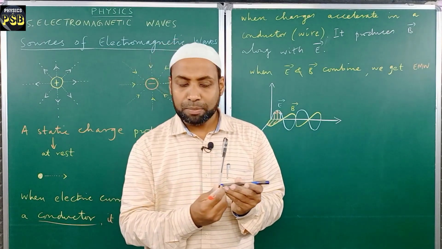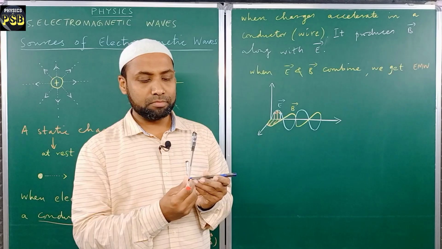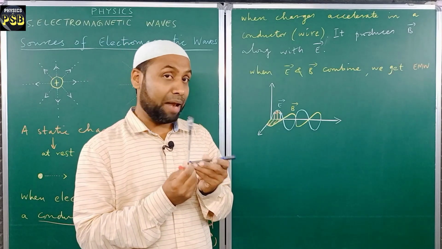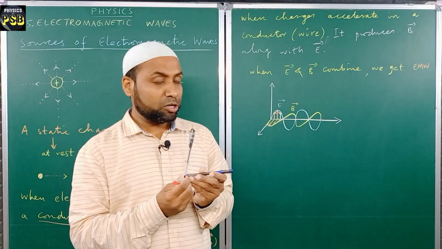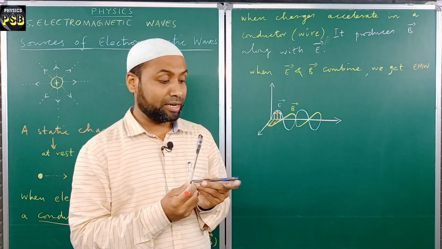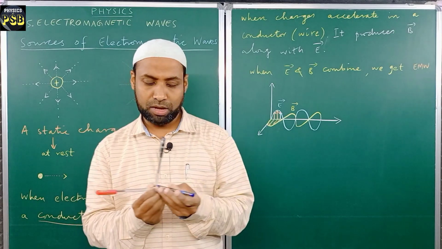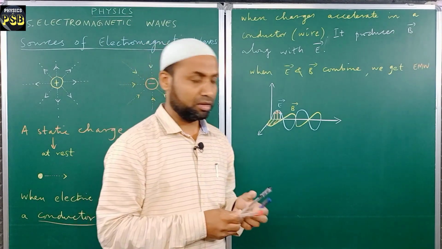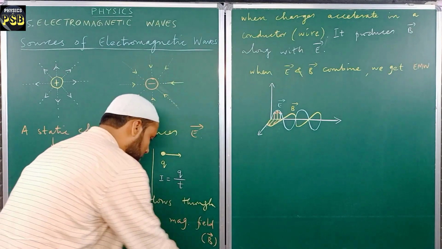Suppose the electric field acts along red pen and magnetic field acts along black pen, then the electromagnetic wave will travel along the direction of this blue pen. This is what this diagram means. Got it?